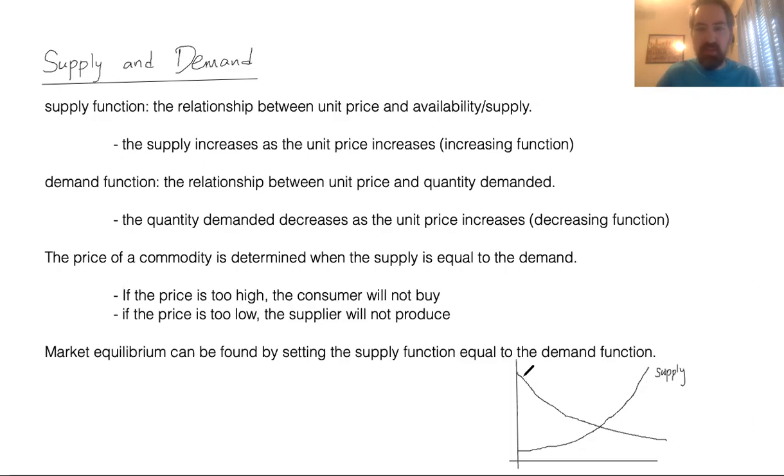And then the demand function is decreasing, right, as the unit price, where unit price is the x-axis, increases. As the unit price increases, the quantity demanded will decrease. That's why it's a decreasing function. So this is the demand function. And we want to find this point right here. We want to find where the supply is equal to the demand. And that's what we refer to as market equilibrium.